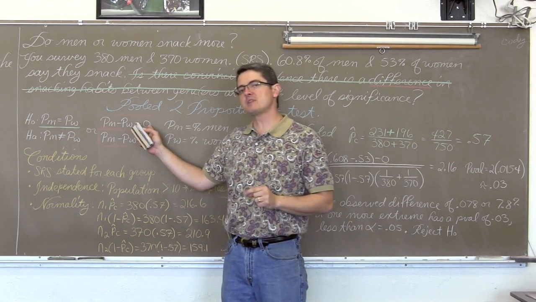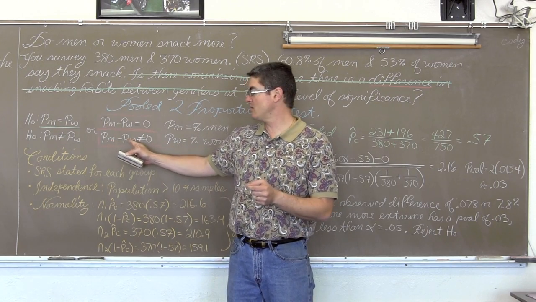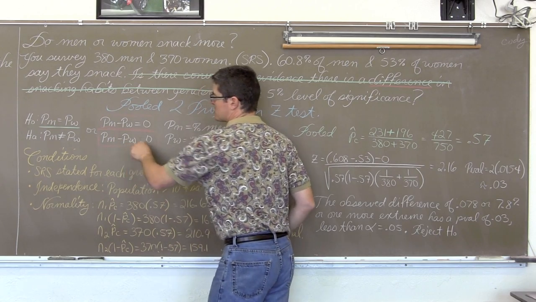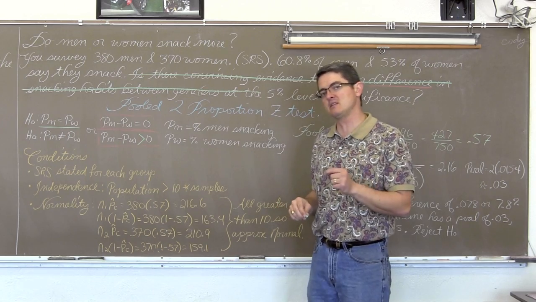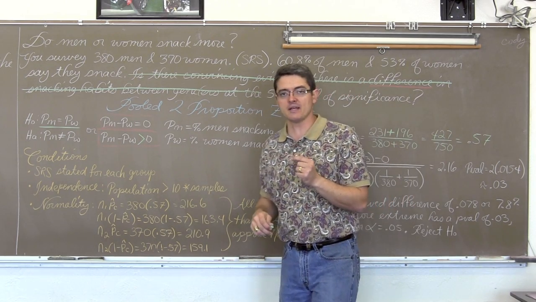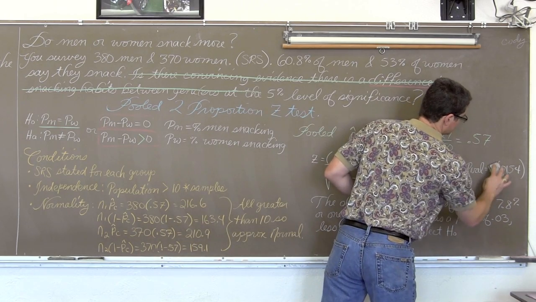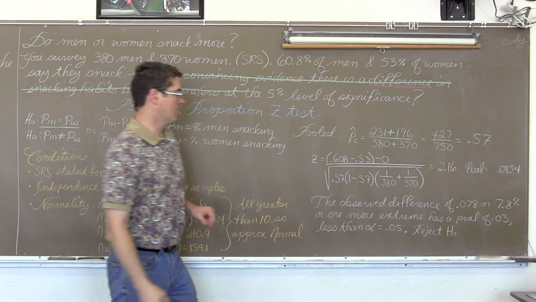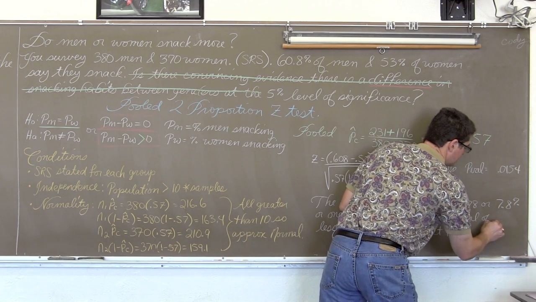So my H sub 0 statement is not going to stay the same. But if I'm expecting more yeses from men than women, then this is going to become, let's see, large number minus a small number, which means I'm expecting a positive difference. So if I'm expecting more men to snack than women, then that now becomes a one-sided test. My p-value is going to stay 0.0154 because I'm not going to double it.